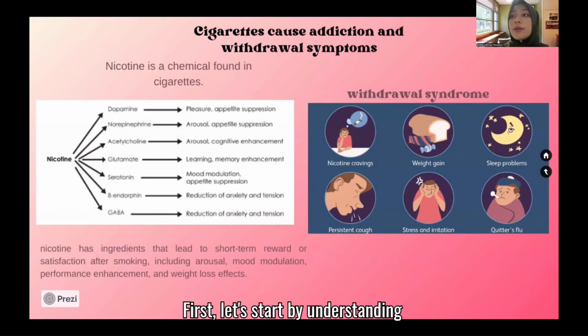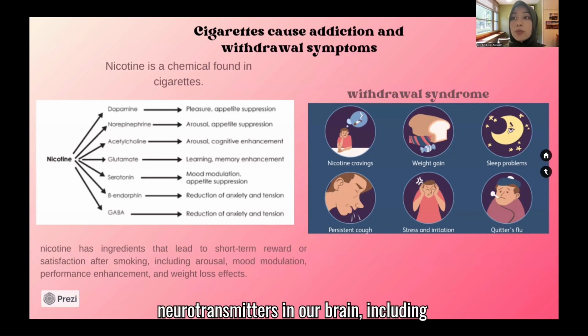First, let's start by understanding nicotine, which is a potent chemical found in cigarettes. Nicotine impacts several neurotransmitters in our brain, including dopamine, norepinephrine, serotonin, and GABA. These neurotransmitters are associated with pleasure, arousal, mood modulation, and cognitive enhancement. While smoking may provide short-term rewards such as mood enhancement and performance improvement, it's crucial to note that these effects are fleeting and come at a high cost to health.